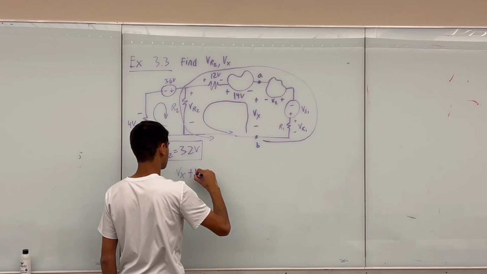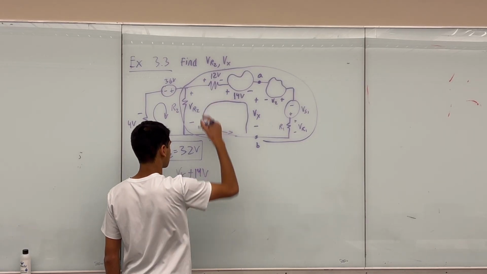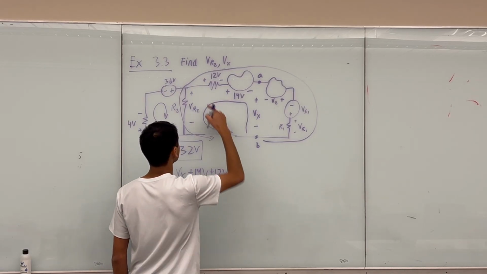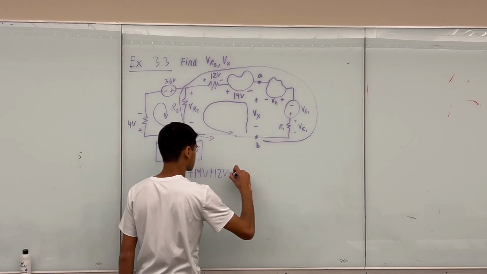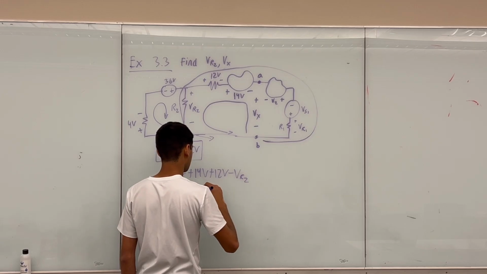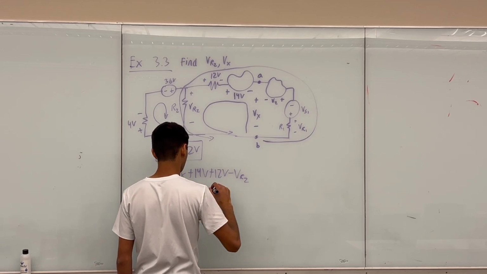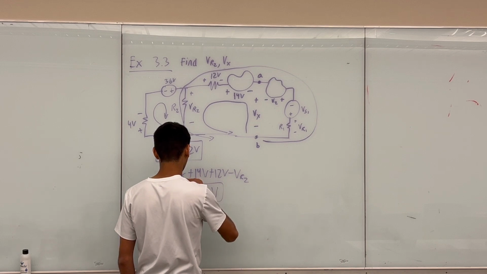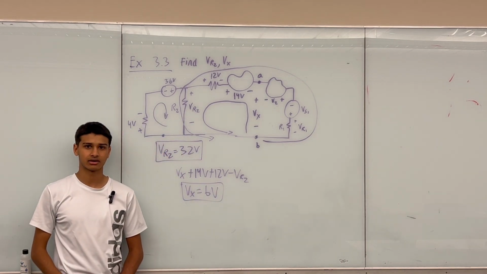going up 14 volts, up 12 volts, and then dropping VR2. And so that's the same exact process, and you get that Vx equals 6 volts. So that's how you would solve this problem.